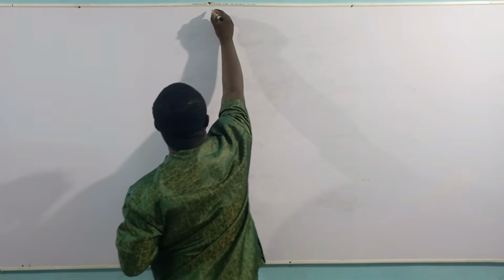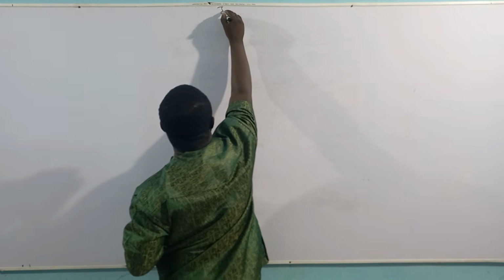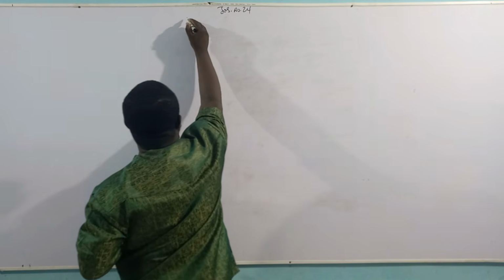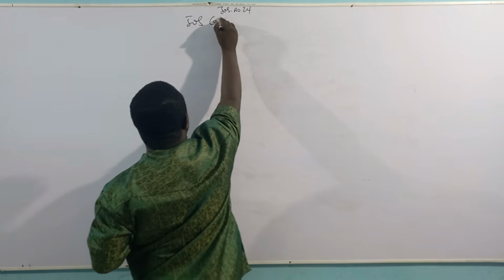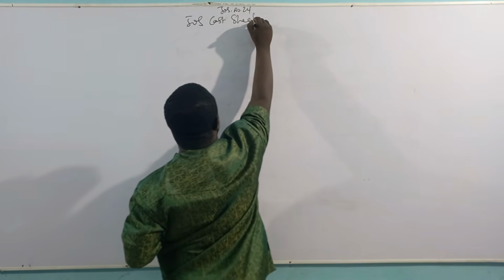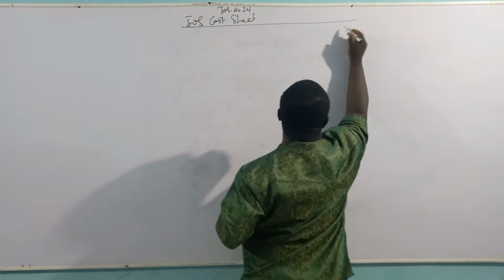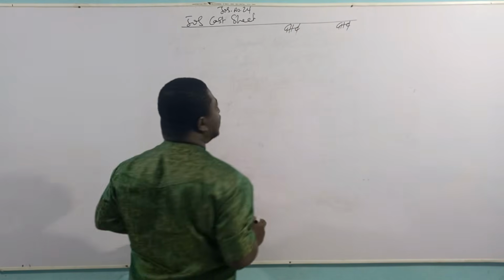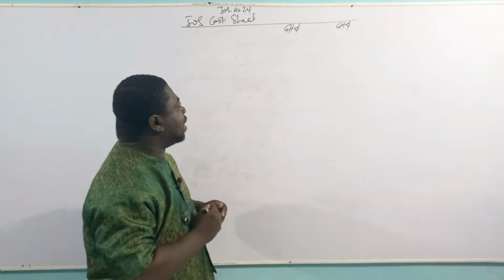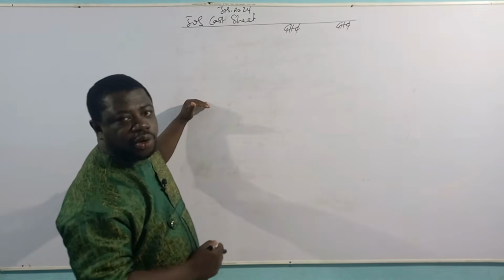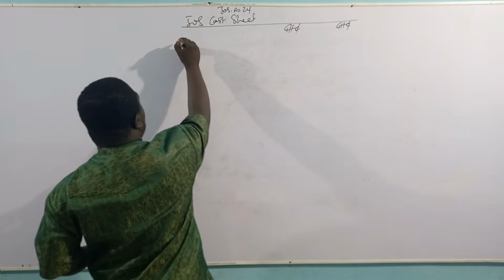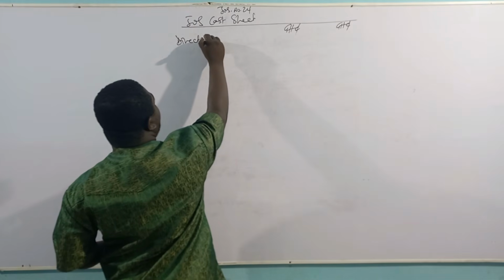And so we'll say job number 24. Job cost sheet. So this is our job cost sheet. And then we are going to look at that. Now remember what we said in the format, that we need to first find the prime cost and then we add the overheads. And so this is what we are going to do. We are going to begin with the direct material cost.